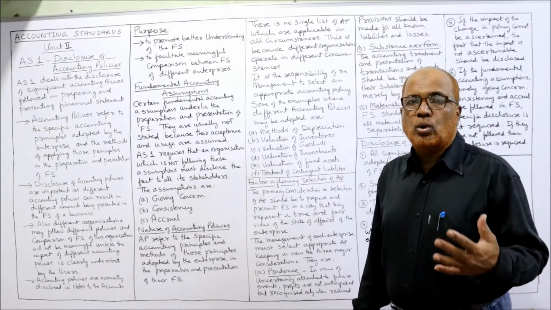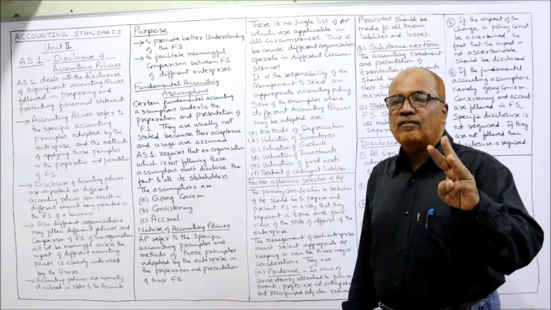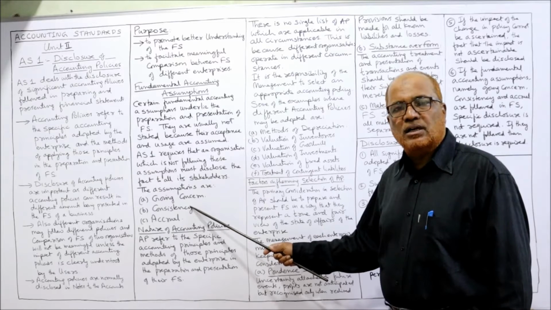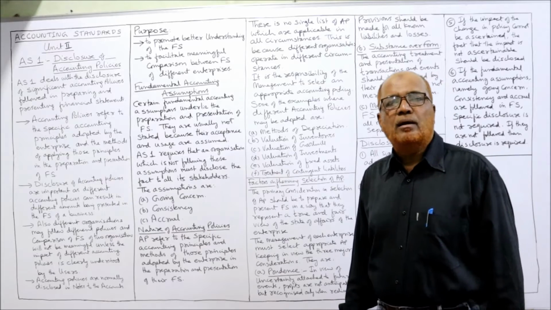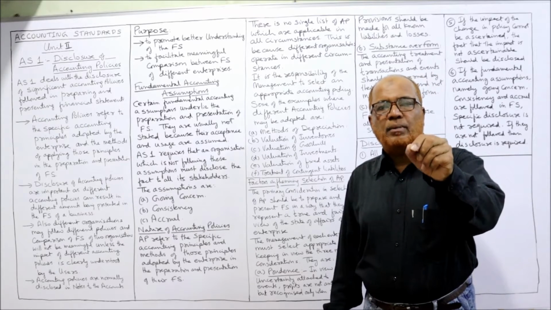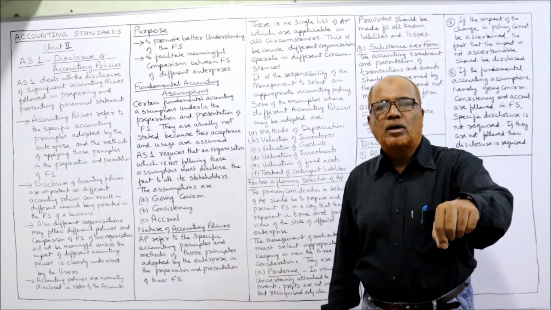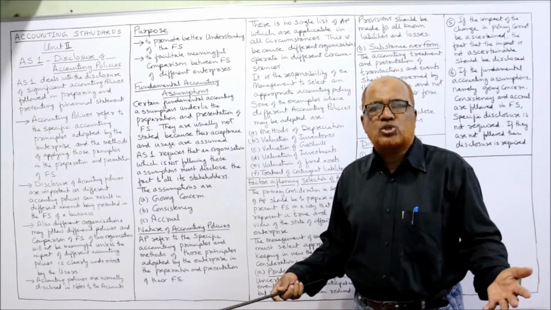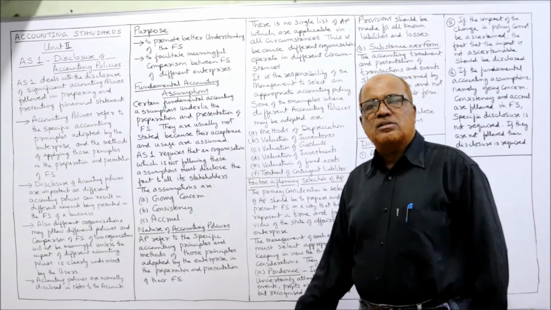So what are those fundamental accounting assumptions? There are 3 fundamental accounting assumptions. They are going concern, consistency, and accrual. These 3 are called fundamental accounting assumptions which every enterprise will follow, and it is not required to be disclosed. It is understood, assumed. First one, going concern concept.